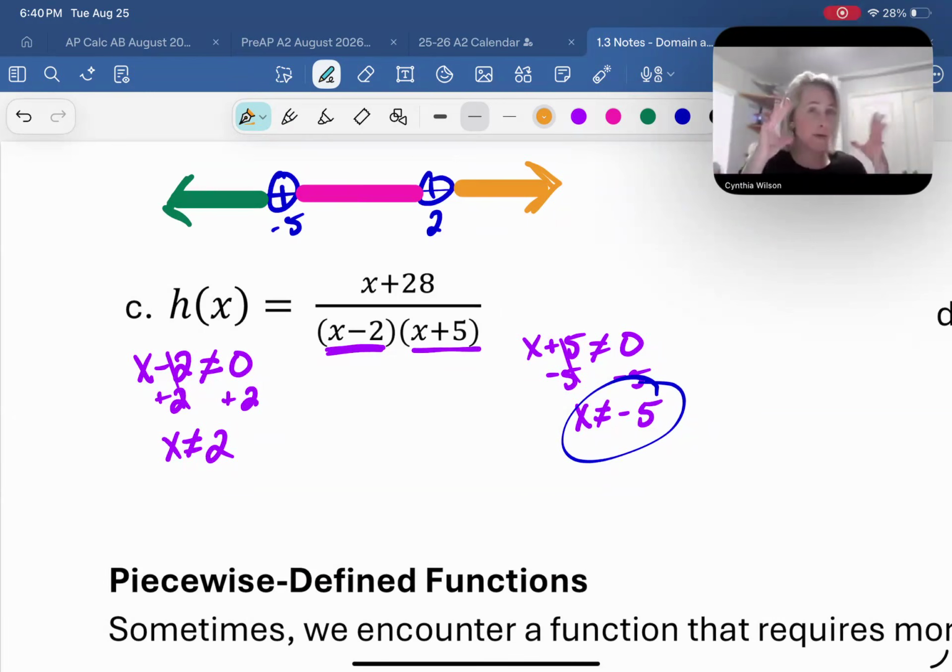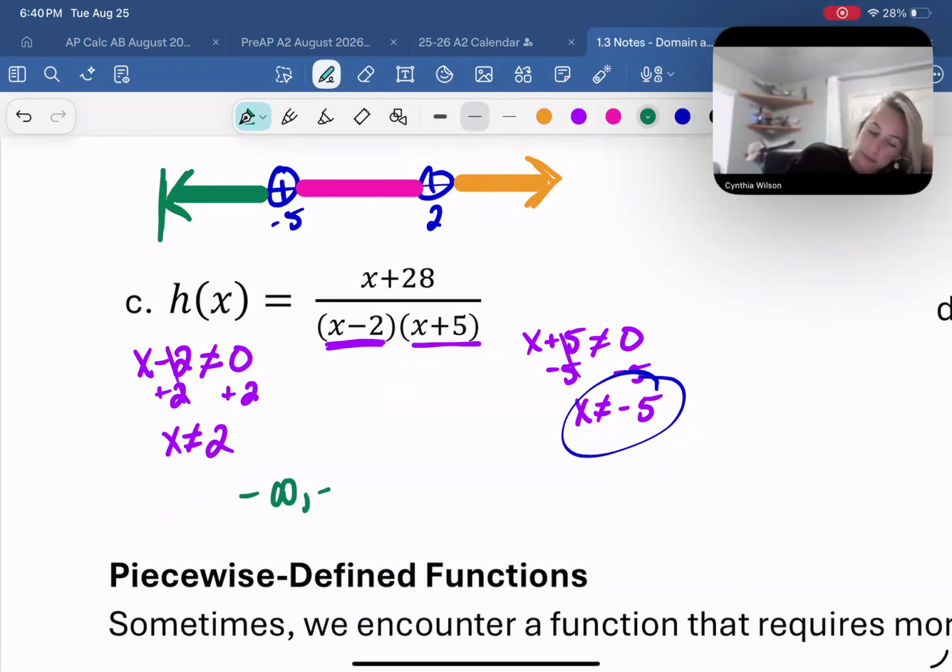Okay, so no, I'm not going to write out the whole process here. Let's say we start off with the green. I'm beginning the green on a left arrow. All right, so if I'm beginning on a left arrow, that means I'm beginning with a negative infinity. Where does my green end? Good. Where does my green end? -5. Infinities get parentheses. -5 is open.